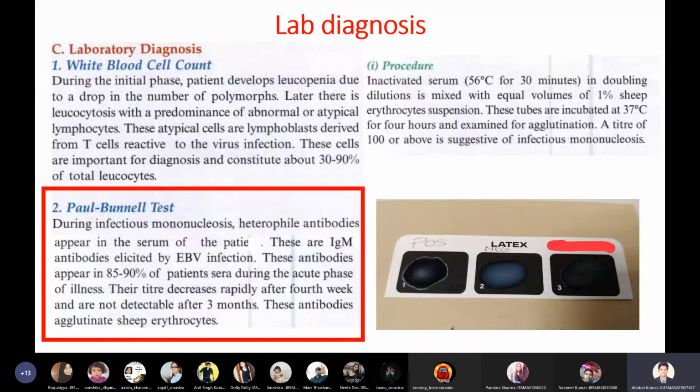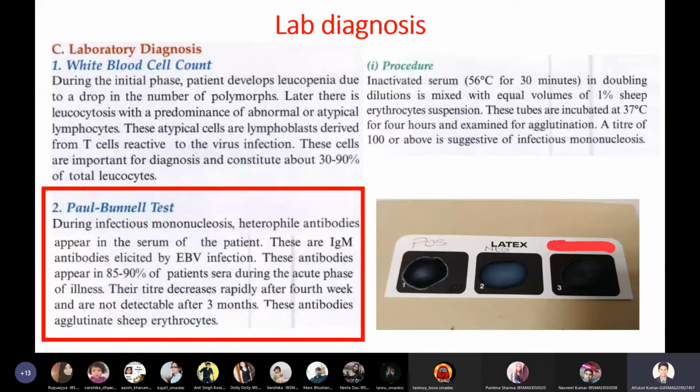During infectious mononucleosis, heterophile antibodies appear in the serum of the patient. These are IgM antibodies produced by the Epstein-Barr virus infection. These antibodies appear in 85 to 90% of the patients' sera during the acute phase of infection. Their titer decreases rapidly within the 4th week of the viral infection. So within 3 months, we can detect these antibodies. IgM antibodies can be detected only within 3 months post-infection, right?